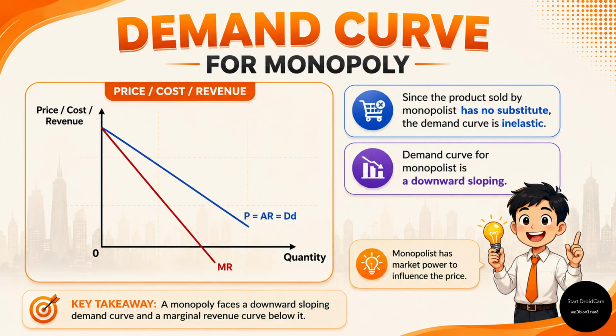Price is equal to average revenue, and the demand curve represents the prices consumers are willing to pay at different quantities. The marginal revenue, or MR, curve lies below the demand curve. Why? Because if the monopolist wants to sell more units, it normally needs to reduce the price. So remember this important difference. Unlike perfect competition, the monopoly's demand curve is downward sloping and MR is below AR.